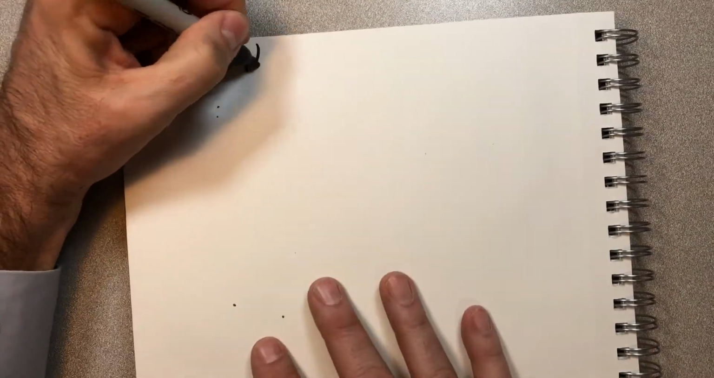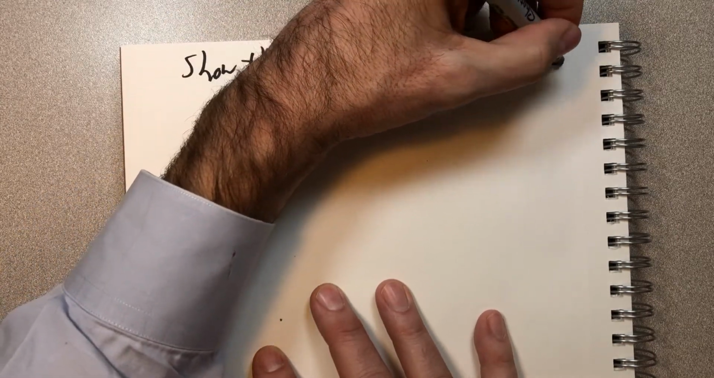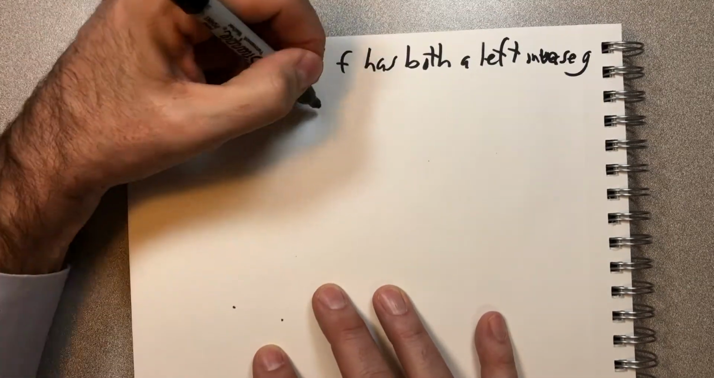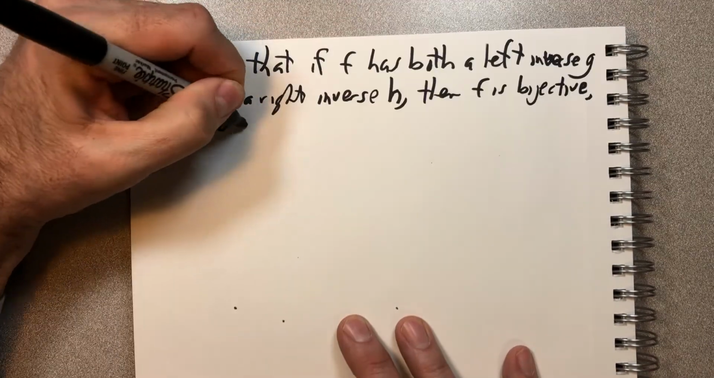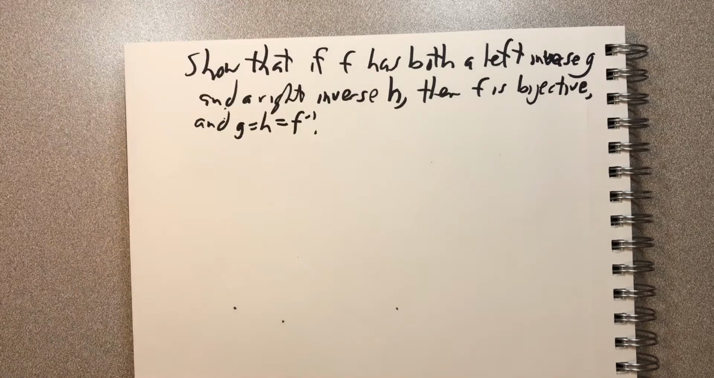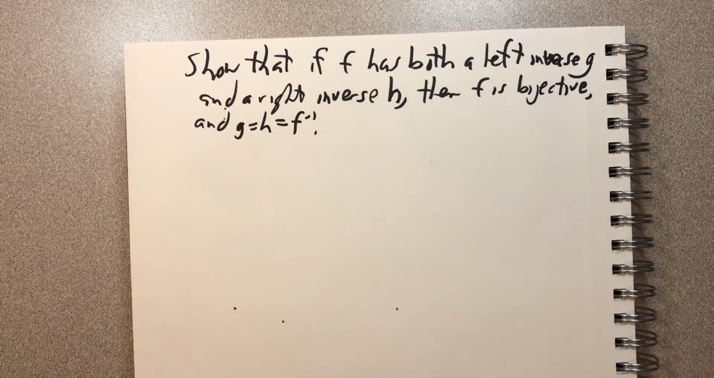So now we can prove what we want to prove. We're going to show that if f has both a left inverse g and a right inverse h, then f is bijective, and g and h both equal the inverse of f. The bijective part is obvious because we already showed that if f has a left inverse, it has to be injective, and if it has a right inverse, it has to be surjective. So if it has both, then it's injective and surjective, so it's bijective. That part's kind of for free.